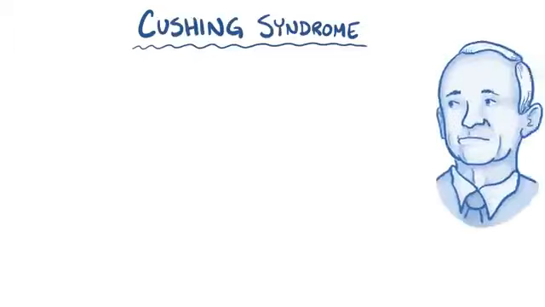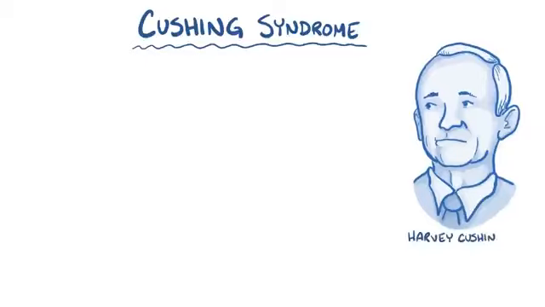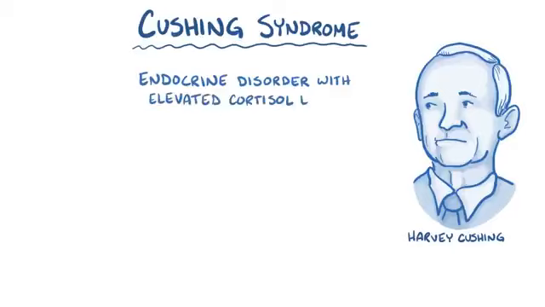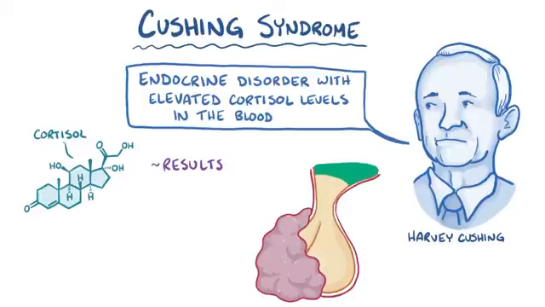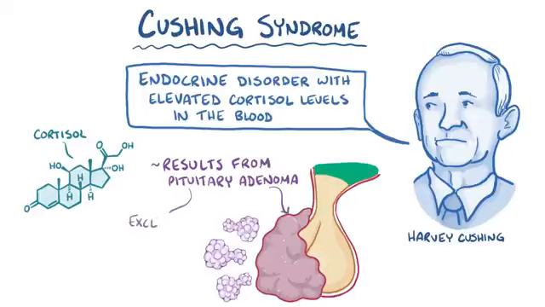Cushing syndrome, named after the famous neurosurgeon Harvey Cushing who first described it, is an endocrine disorder with elevated cortisol levels in the blood. In some cases, Cushing syndrome results from a pituitary adenoma making excess ACTH, and in those situations it's called Cushing disease.